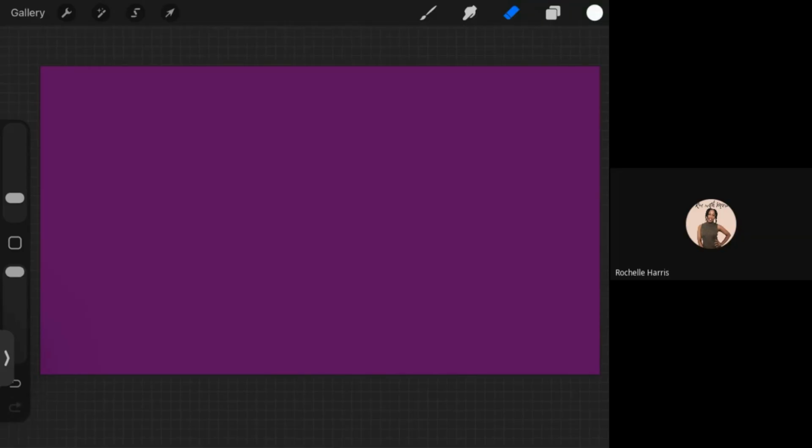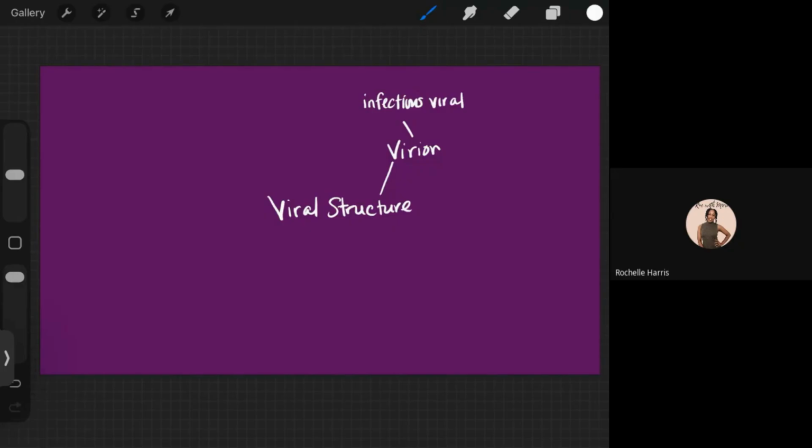We are going to mind map viral structure. So that will be our core, viral structure. Stemming from that, we have virion. From virion, we have infectious viral particle, and genome plus capsid.